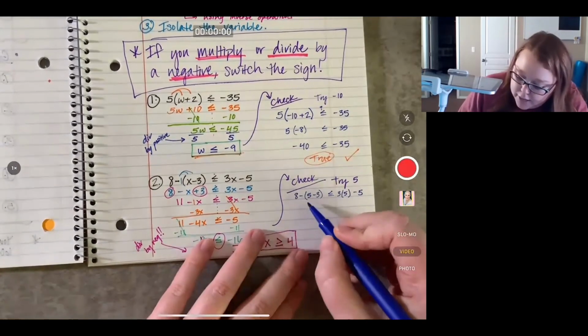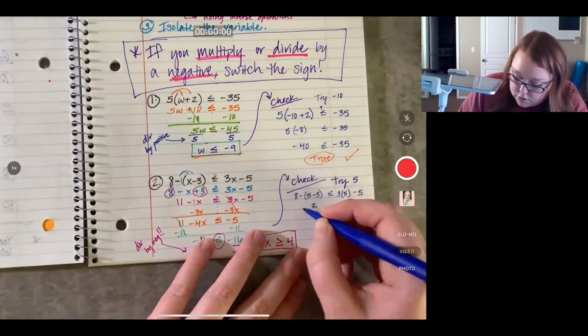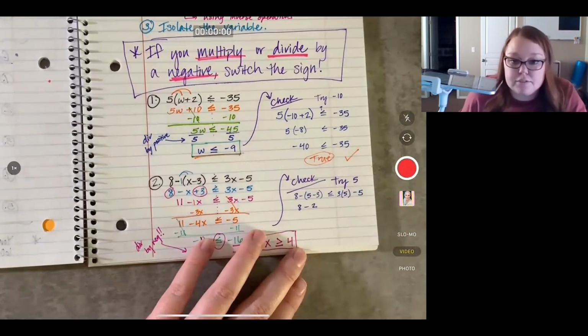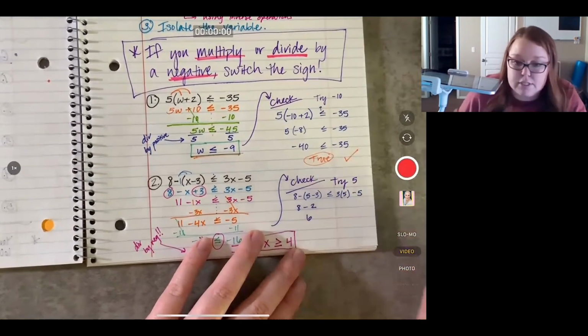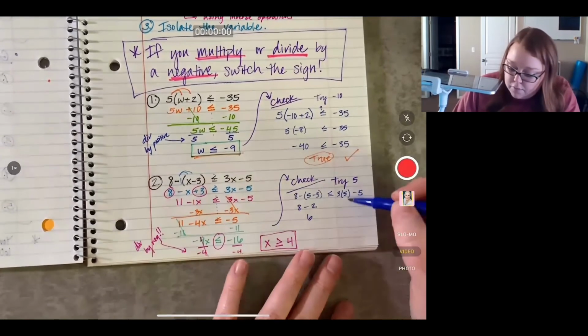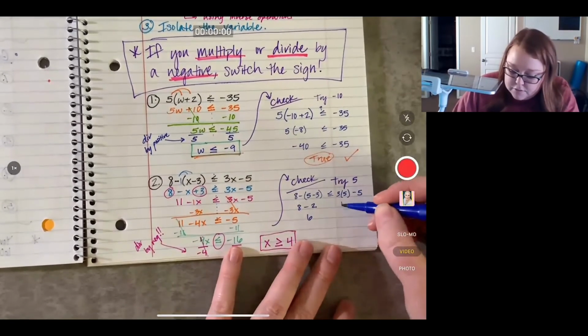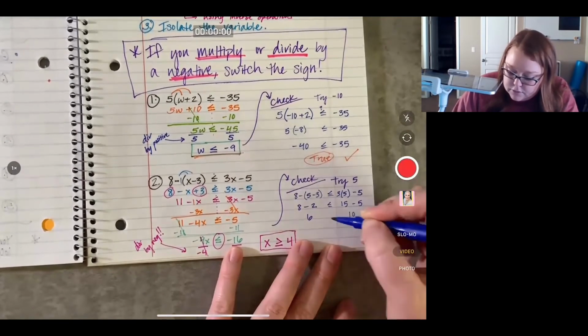So on the left, I'm going to do parentheses real quick. 5 minus 3 is 2. So I would have 8 minus 2. 8 minus 2 is 6. So this left side simplifies to 6. On the right-hand side, 3 times 5 is 15. 15 minus 5 is 10.